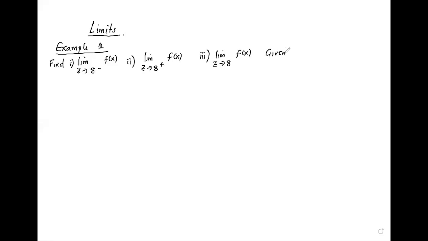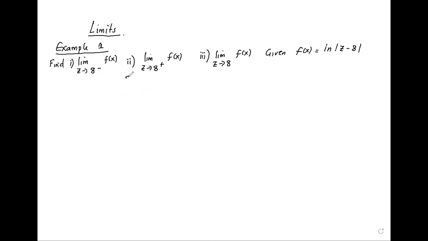Given f of x is equal to ln of z minus 8. Now you understand that everything you know about limits in terms of substitution or simplifying so that you can substitute does not work for this function because of ln. If we try to substitute 8, we get 8 minus 8, which is going to be ln 0. Ln 0 is undefined. So because of this, the only way out is to sketch the function.